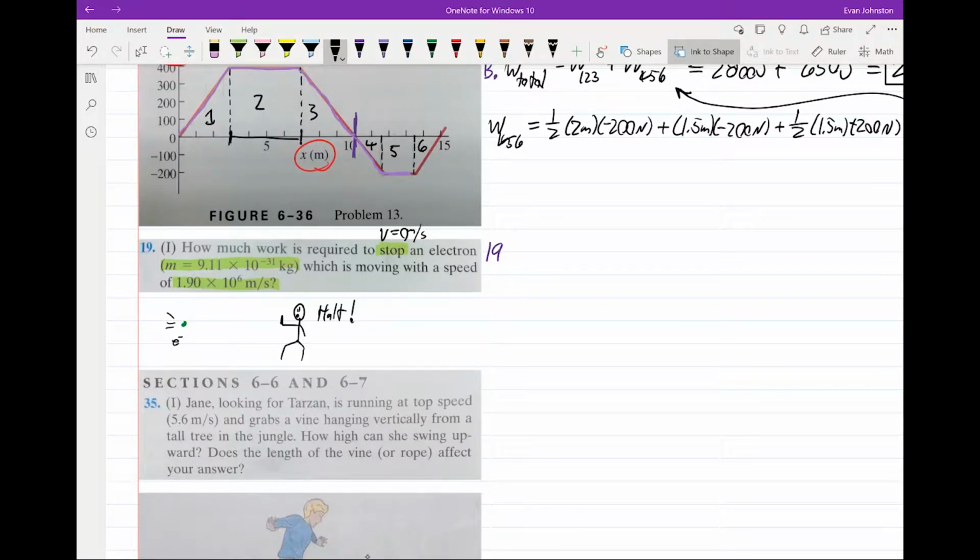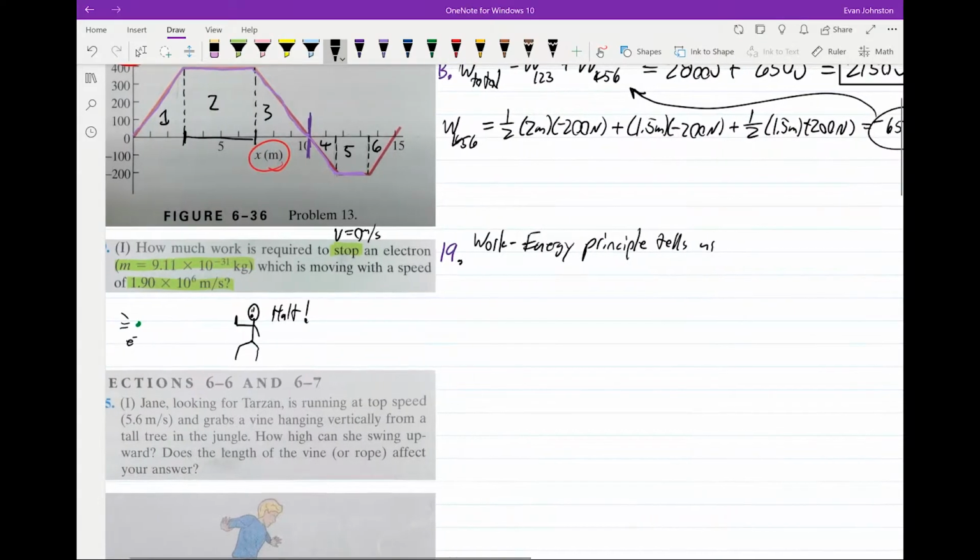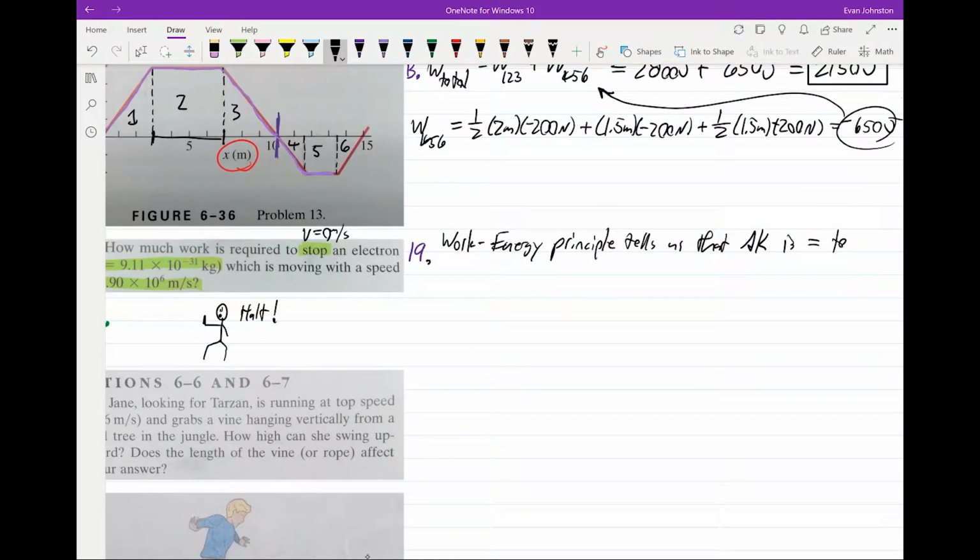And we just have to recall our work energy principle, which is from our previous page of notes on non-conservative forces, work energy principle, things like that. And the work energy principle tells us that the change in kinetic energy is equal to the work done.